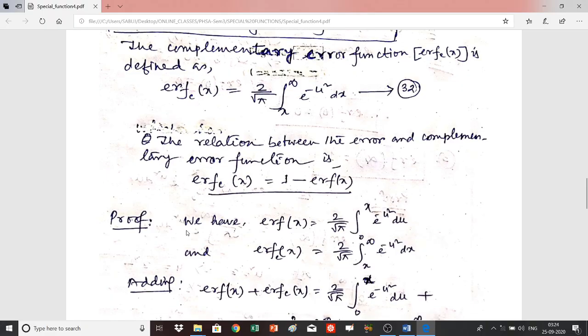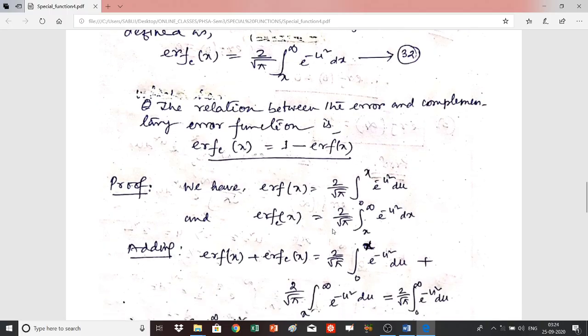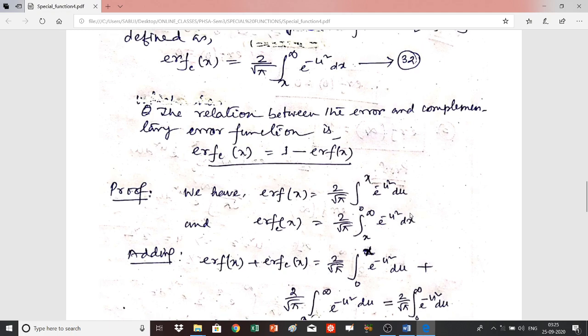To prove this, see here, we know that the error function of x is equal to 2 by root pi, integral from 0 to x, e to the power minus u square du. And then erfc x, the complementary error function of x, is equal to 2 by root pi, integral from x to infinity, e to the power minus u square, and it will also be du. However, mistakenly it is written as dx.